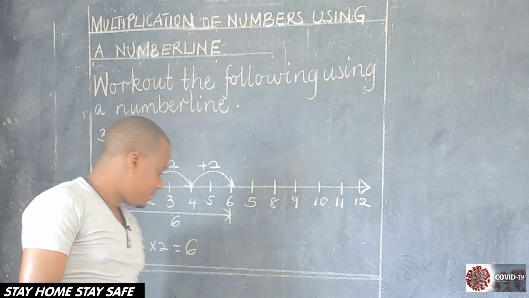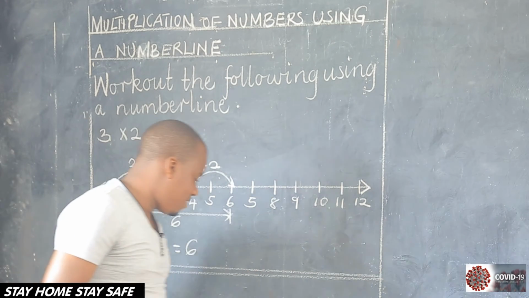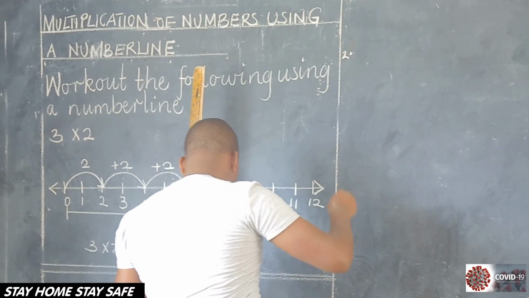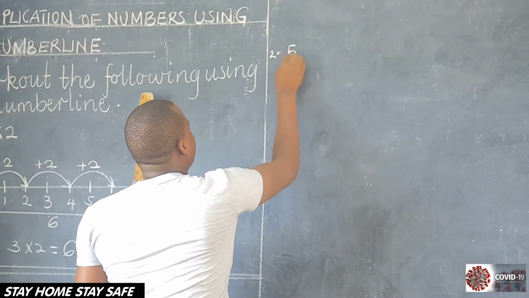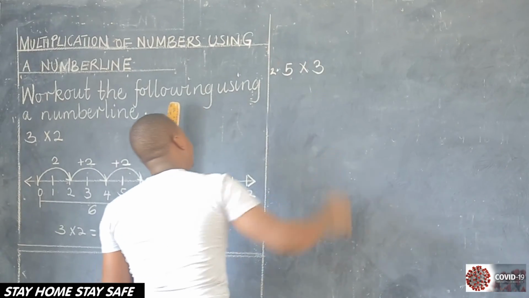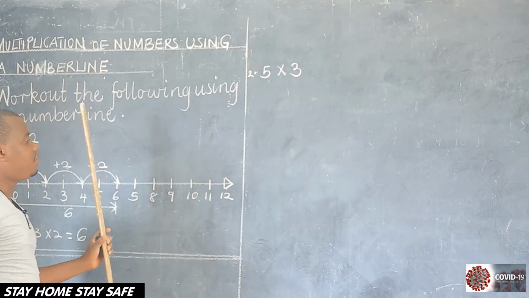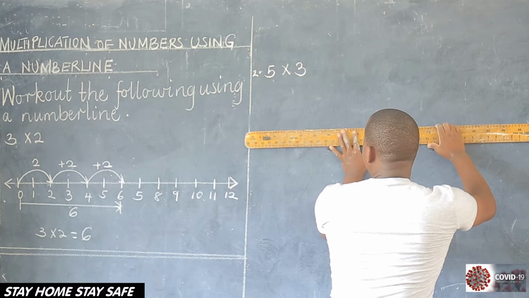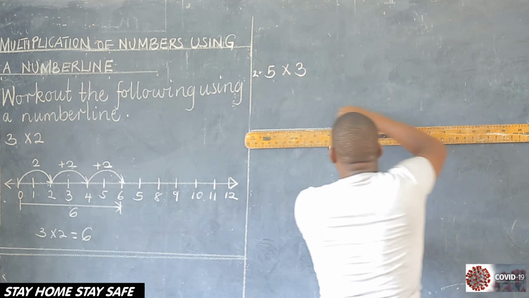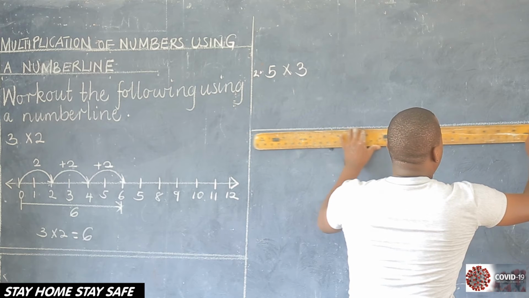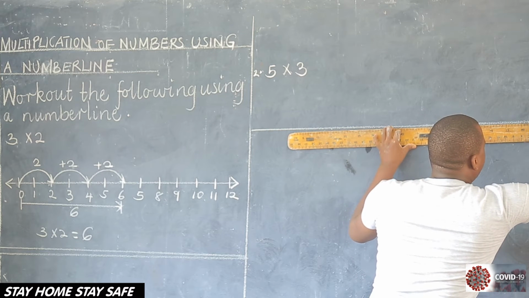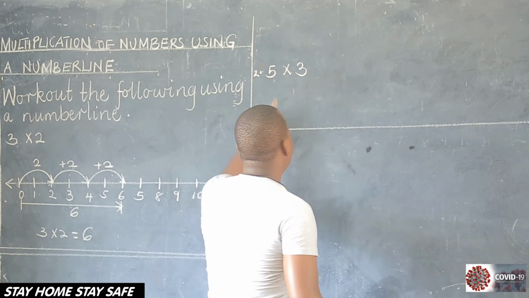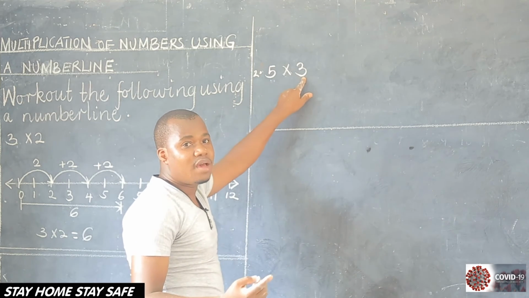one more example, and then we do other things. Number two is going to be 5 times 3. 5 times 3. So I'm going to draw my number line, but as I draw, think of 5 times 3. What does it mean on a number line? That means 5 jumps of 3 steps. This means 5 times 3 means 5 jumps of 3 steps.